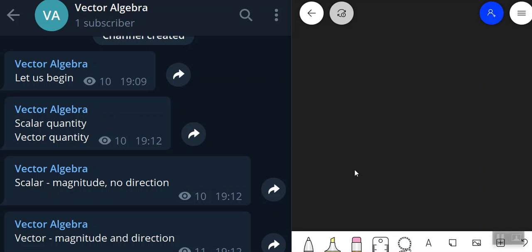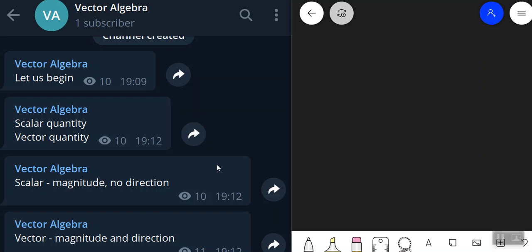In today's session, we will discuss some of the basic aspects about vector algebra. The quantities can generally be classified into scalar quantity and vector quantity. Scalar means it has no direction, it has only magnitude, whereas vector has both magnitude and direction.